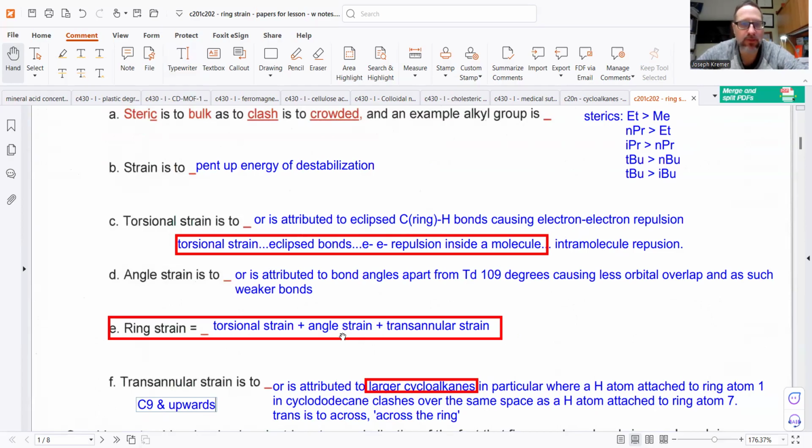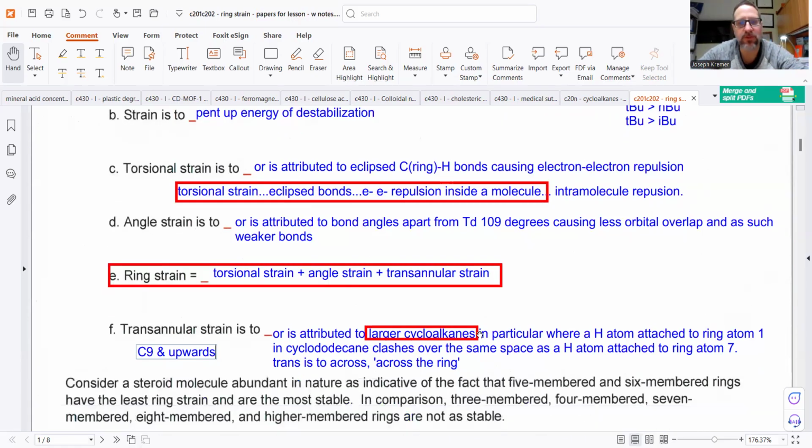Angle strain. Angles are pinched. So what? Orbitals don't meet head on. So what? Weaker bonds. Okay. Torsional strain. So what? Bonds are eclipsed. So what? Electron repulsions. This bond is made of electrons, that bond is made of electrons, and they repel. So what? The molecule is tearing itself apart from the inside. It's intramolecular repulsion. Doesn't sound too good for molecule stability, does it?